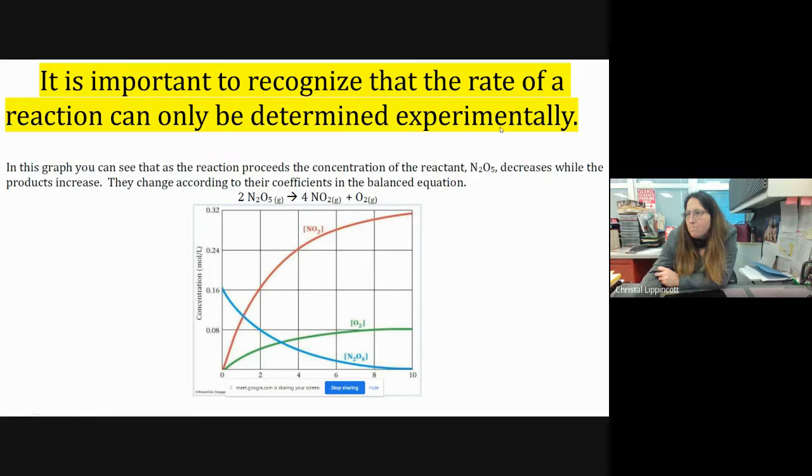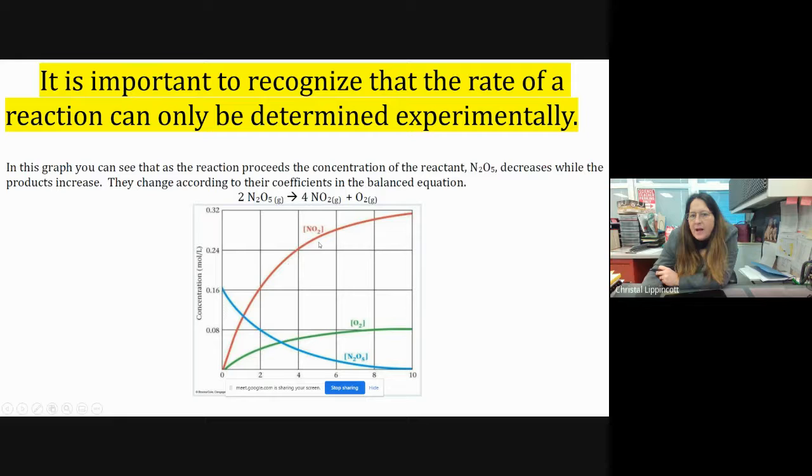All right? So you have to use an experiment to figure this out. So here is an experiment that they've performed. You can see on this graph that the reaction is proceeding. Our N2O5 is decreasing because that is a reactant. And our O2 and NO2 is increasing because that is a product.